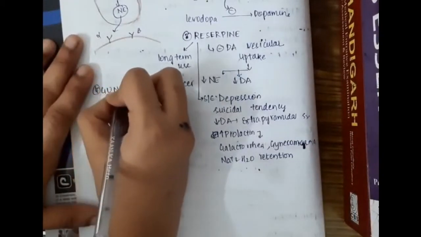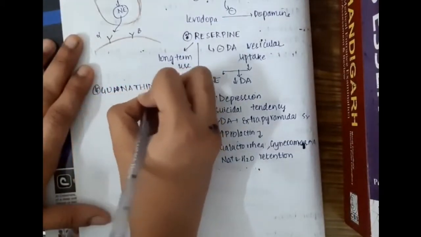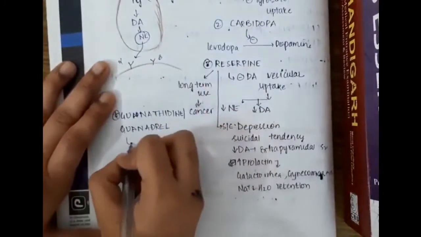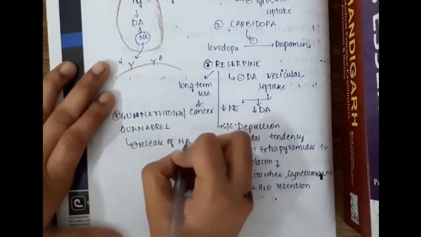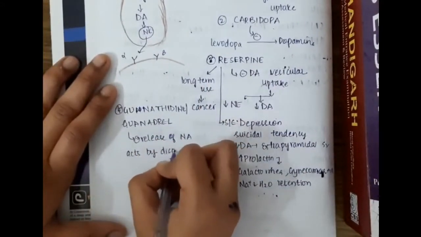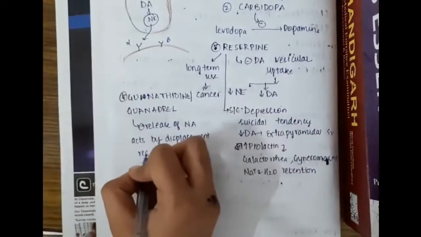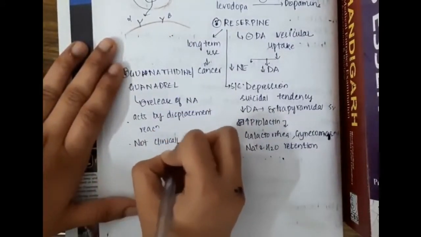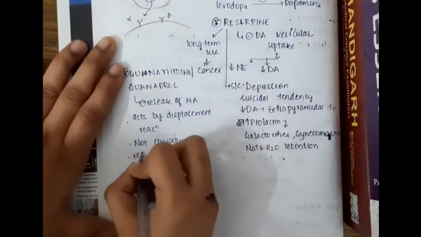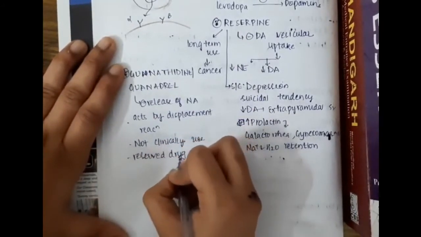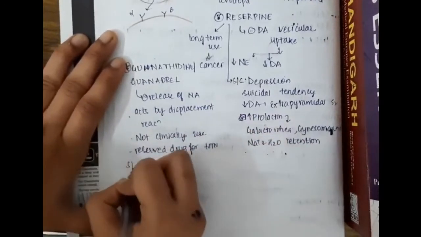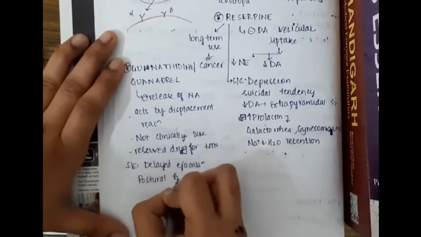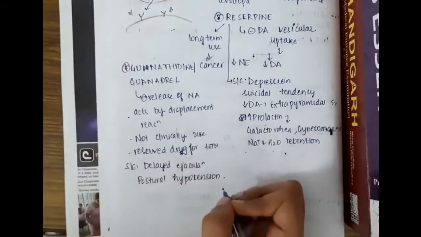Then the next drug includes guanethidine or guanadrel. This guanethidine and guanadrel will inhibit the release of noradrenaline. It mainly acts by a displacement reaction, where guanethidine and guanadrel displace norepinephrine from its site and thus inhibit the norepinephrine release. Not used clinically, it is a reserve drug for hypertension. The side effects are that it can cause delayed ejaculation and postural hypotension.